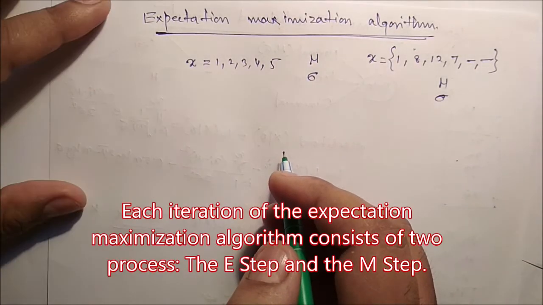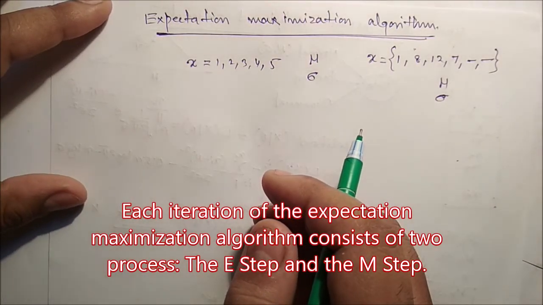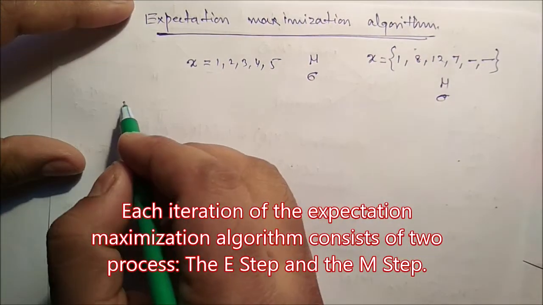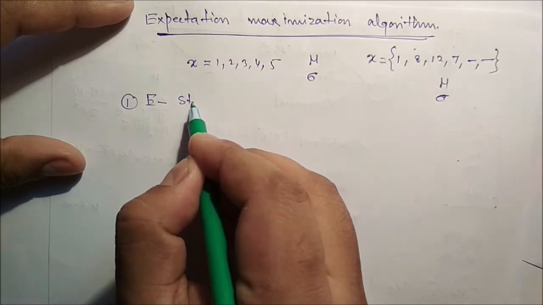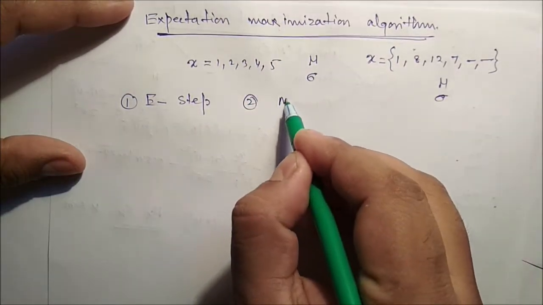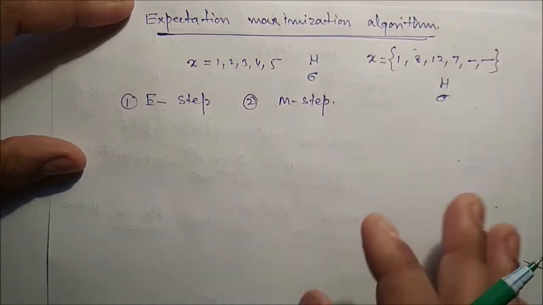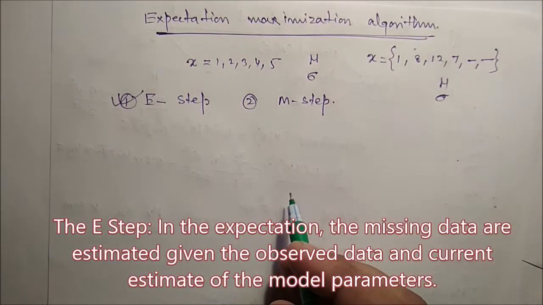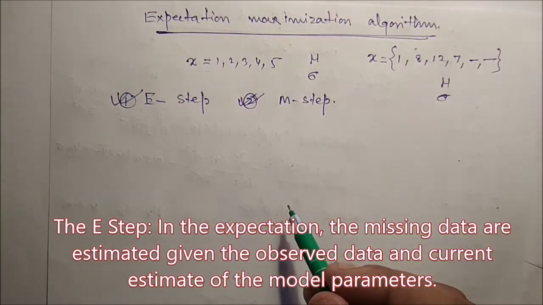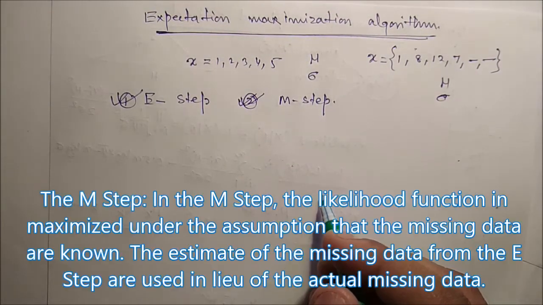Now, each iteration of the expectation maximization algorithm consists of two steps. The first step is the E step and the second is the M step. In the E step, the expectation step, the missing data are estimated given the observed data and the current estimate of the model parameters. In the M step, the likelihood function is maximized under the assumption that the missing data are known. The estimates of the missing data from the E step are used in lieu of the actual missing data. Okay, so we can see one simple example.